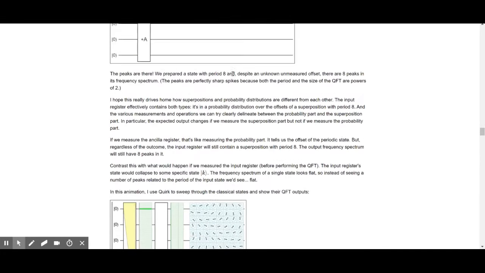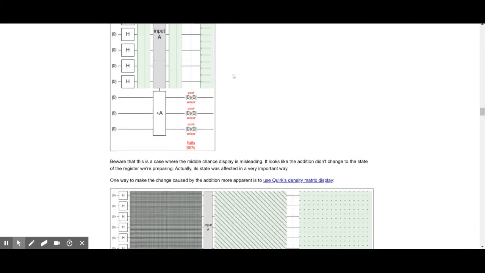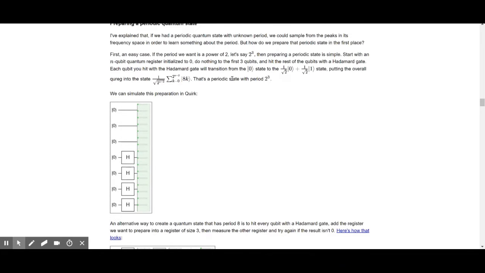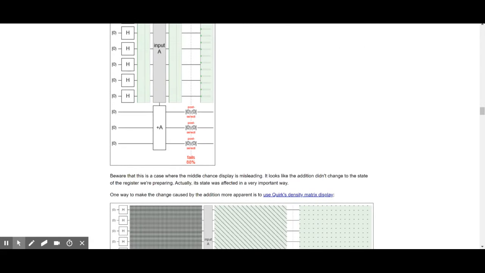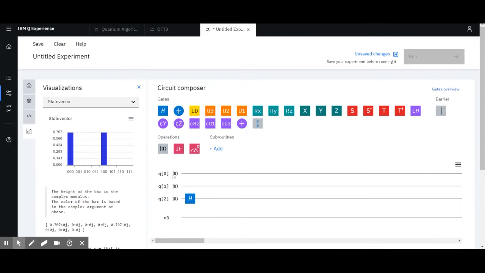I'm going to skip that for the moment. I think we can dive into this later on in another video on how to prepare those states, but I want to go a little bit farther without getting into the depth here.